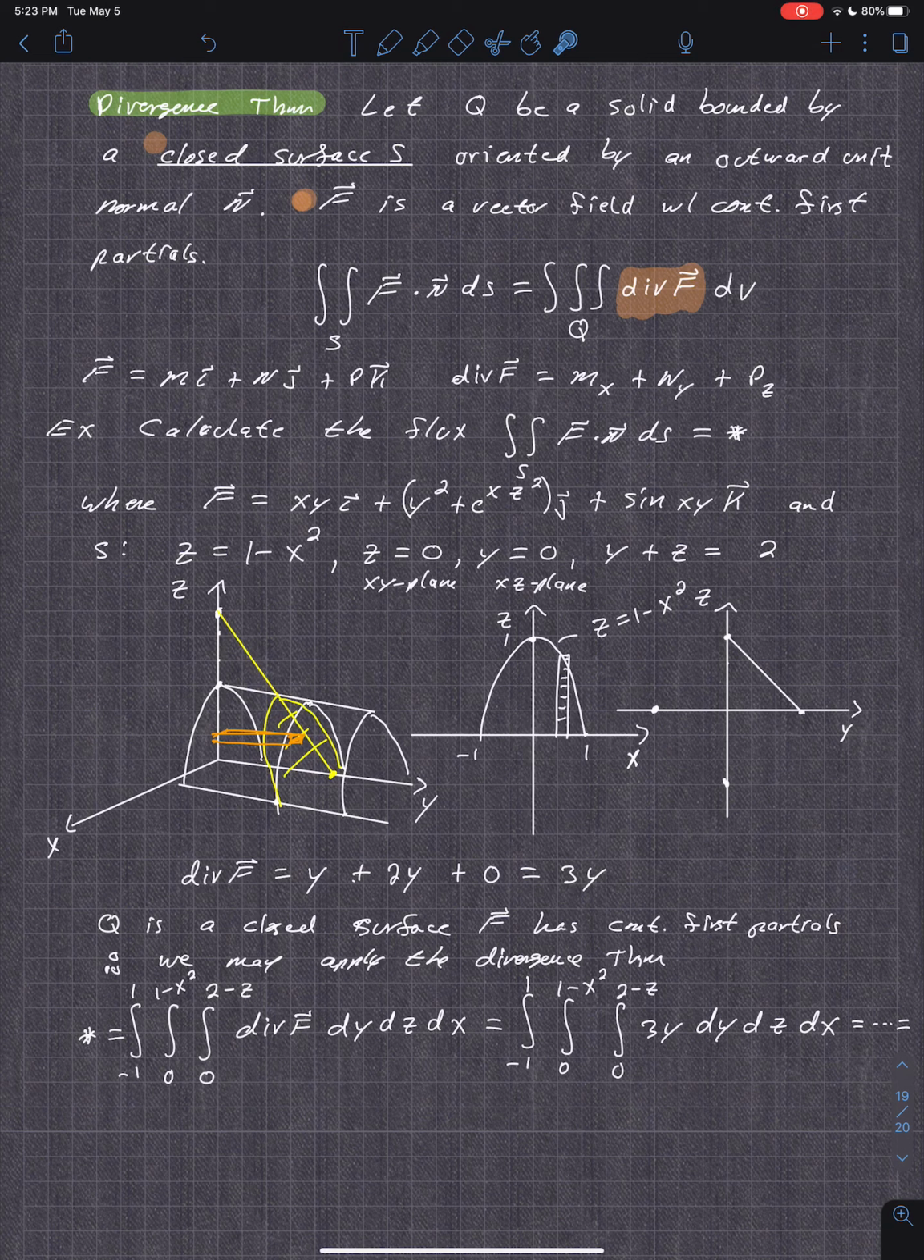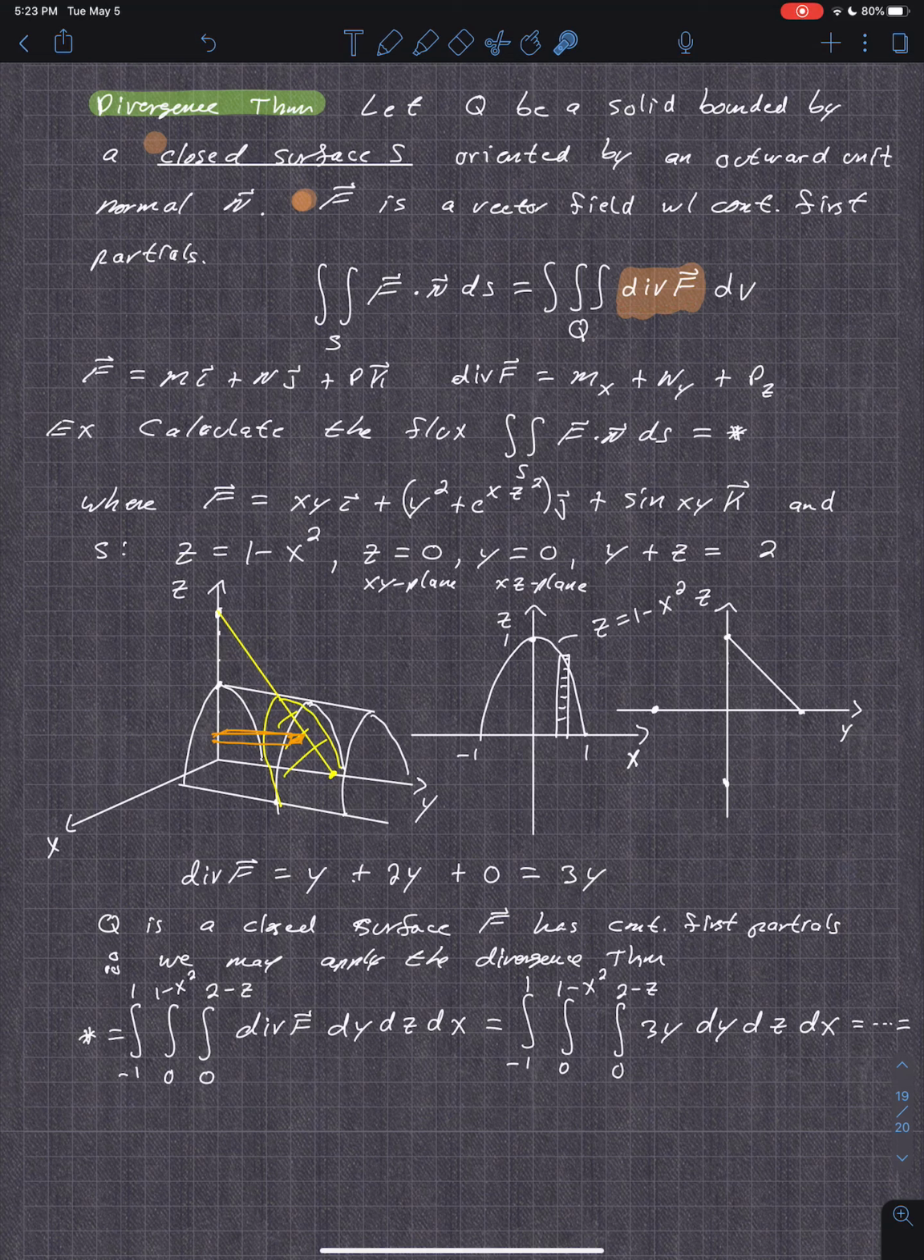All right, so let Q be a solid bounded by a closed surface S, oriented by an outward unit normal N. F is a vector field with continuous first partials. Okay, so it's a closed surface, keep that in mind. Then the double integral over S of f dot n dS, so that's basically flux through the surface, is equal to the triple integral, basically like volume, of the divergence of f dV.